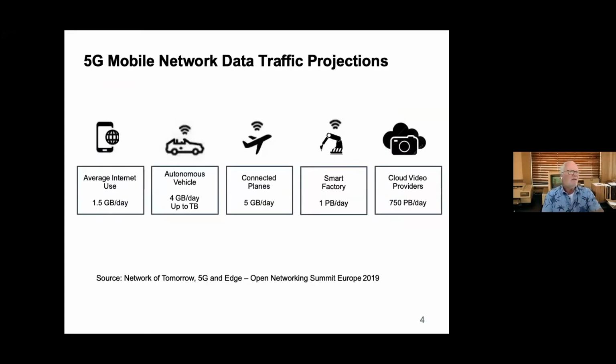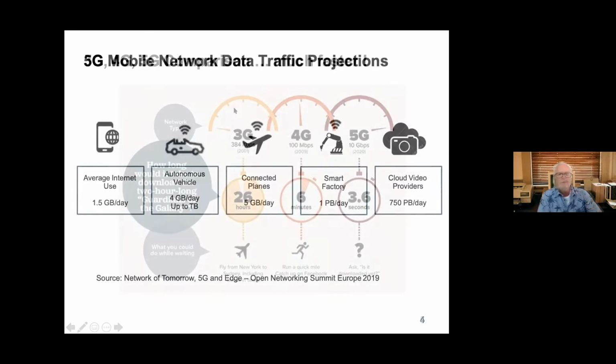This is a slide that shows what we're looking at for data. Average internet use, these are projections for 5G: 1.5 gig per day. That's an individual. Autonomous vehicles, huge: 4 gigabytes up to a terabyte. Connected planes, 5 gigabytes per day per plane. Factories, 1 petabyte per day, and cloud video providers, 750 petabytes per day. So we're going to see a massive increase in bandwidth as 5G rolls out.